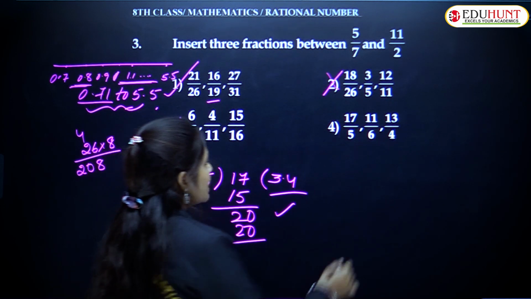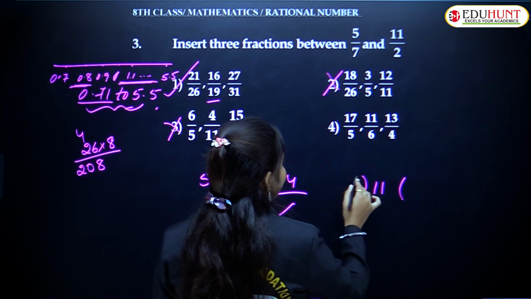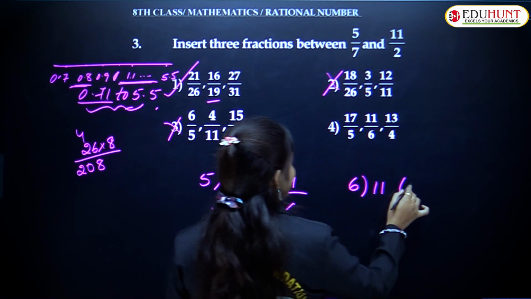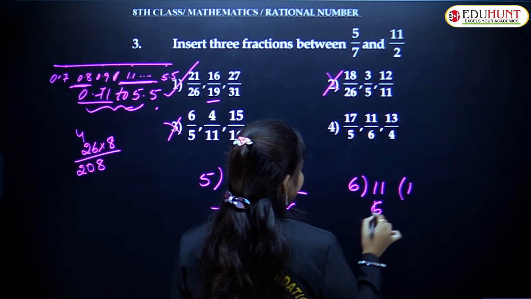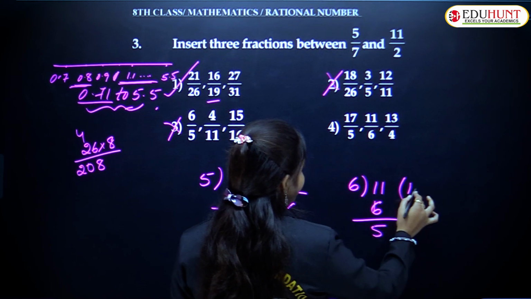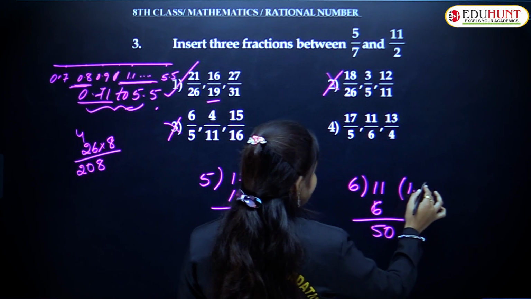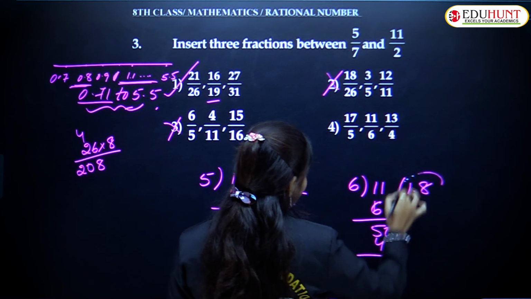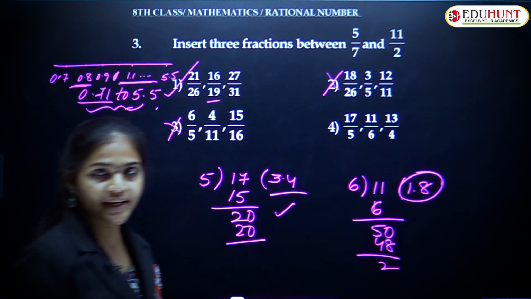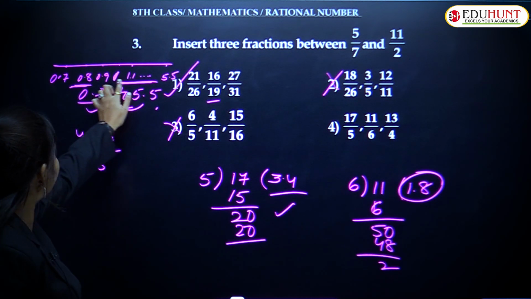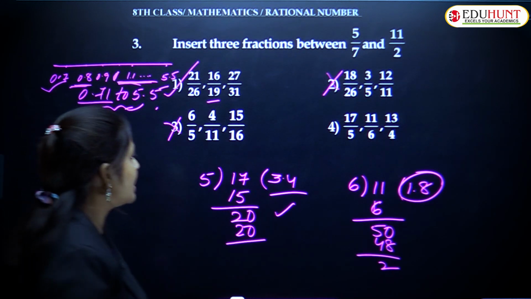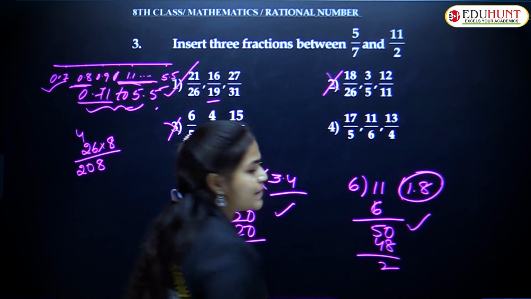Okay. So let us check the next number. 11 divided by 6. So 6 1 is 6. So the remainder is 5.0. 6 8 is 48. The remainder is 2. So here we are having 1.8. So 1.8 also lies in between 0.7 and 5.5. So that's why this number also satisfies.